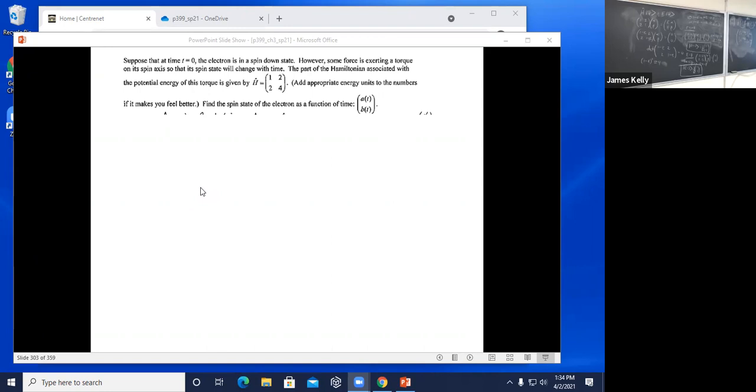The initial state is 0, 1, spin down state. The exact opposite of the one we used here. Here we used 1, 0. The initial state is 0, 1. That's what it's saying up here in the text. At time t equals 0, the electron's in a spin down state. We're ignoring the spatial part of the wave function and just focusing on the spin part. And I've given you the spin part of the Hamiltonian. And we want to find the time dependence of that.